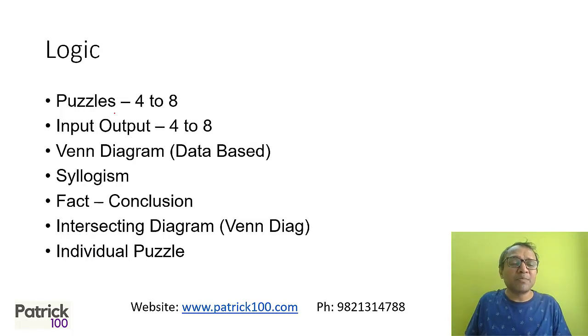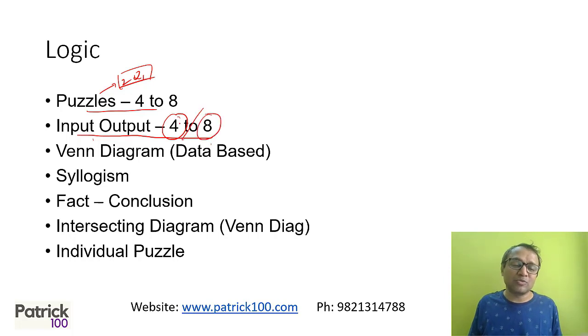You also have logic. Puzzles are there. If you look at CAT, a lot of puzzles are there, but in NMAT, not too many. Puzzles are normally two-question sets or one-question sets, not big puzzles. Input-output has a set of four, so you have one set of input-output with 4 questions, or two sets with 8 questions, four questions each.